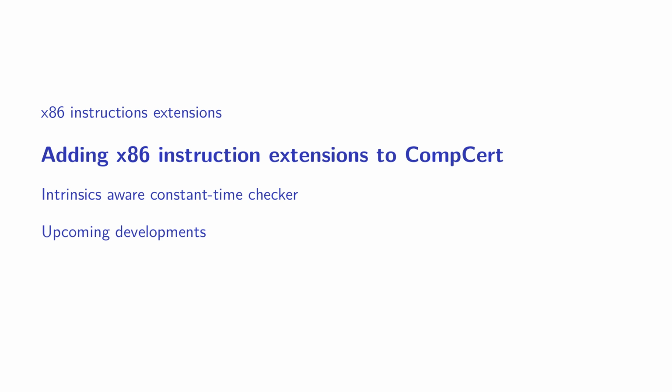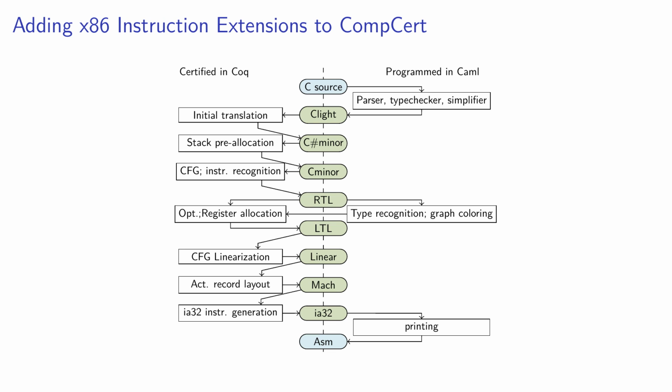Now, moving on to the next part, adding x86 instruction extensions to CompCert. In this slide, we illustrate the CompCert architecture. The front end of the compiler, which corresponds to the first 4 stages, is the set of stages that take as input a program written in C and transform it into Cminor.